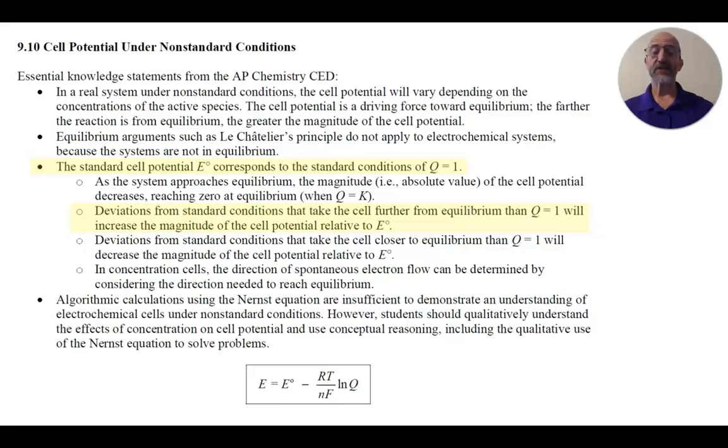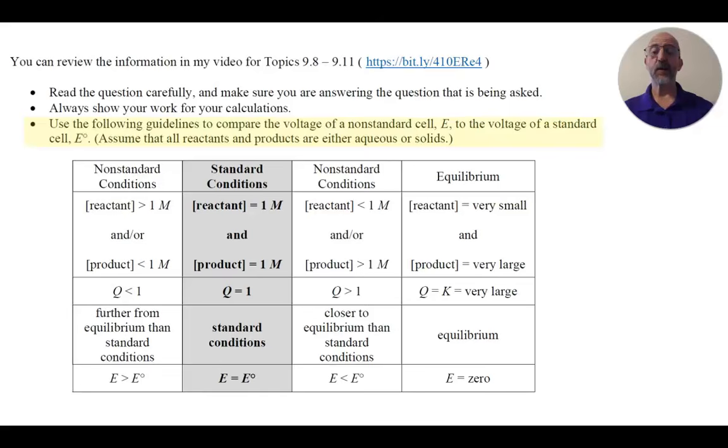Now what I'd like to show you on the next slide is something that I will present at the end of this lesson as well. And this table presents a summary of both standard conditions and non-standard conditions that will help you understand how to answer these types of questions for topic 9.10, non-standard conditions. So, standard conditions: the concentration of the reactant is equal to 1 molar. The concentration of the product is equal to 1 molar.